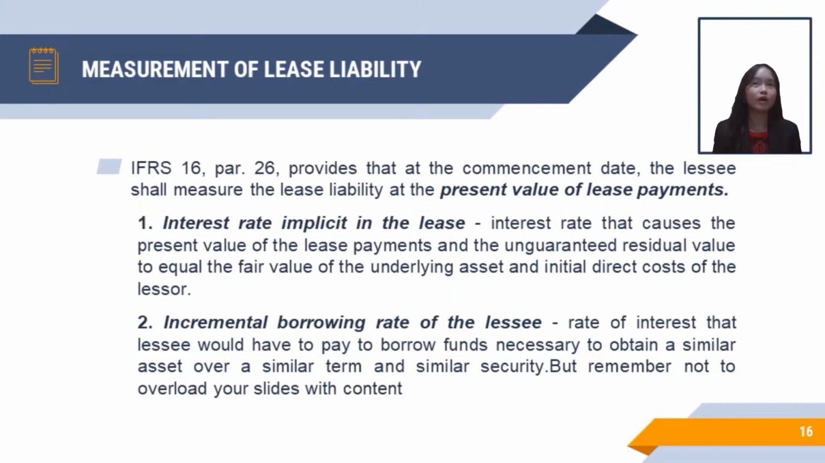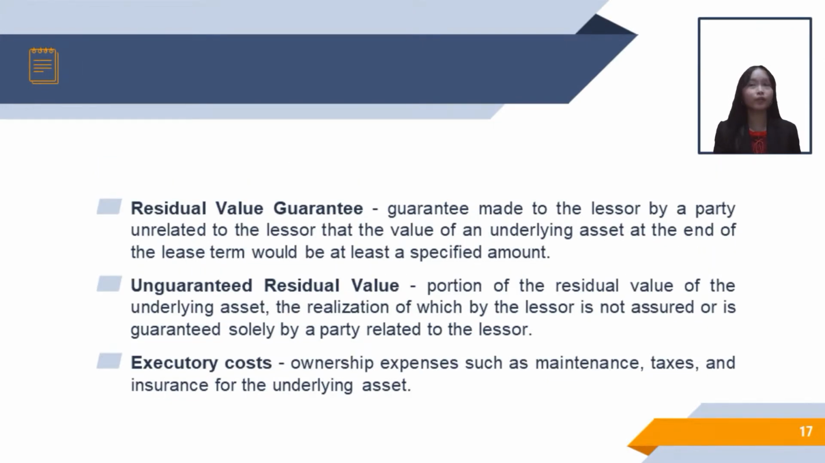So now, what is the unguaranteed residual value and what is the residual value guarantee? Residual value guarantee is the guarantee made to the lessor by a party unrelated to the lessor that the value of an underlying asset at the end of the lease term would be at least a specified amount. While unguaranteed residual value is the portion of the residual value of the underlying asset, the realization of which by the lessor is not assured or is guaranteed solely by a party related to the lessor.